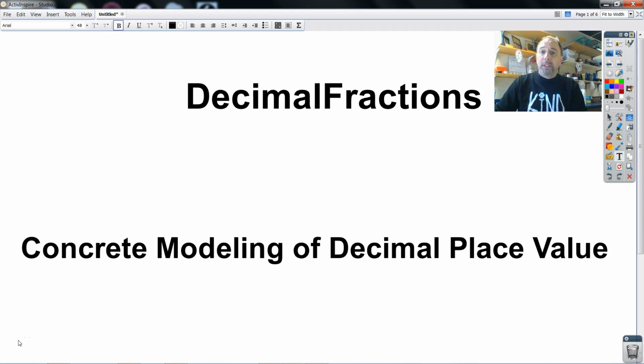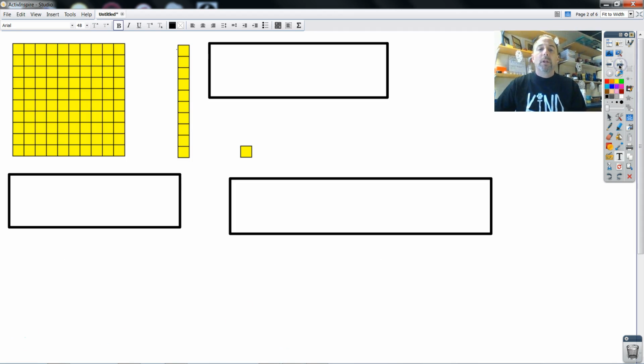No, that's not spelled wrong. That's what they're called these days. They are decimal fractions. They are one, they are the same. A fraction, a decimal, one word, decimal fraction. Today we're going to talk about concrete modeling of decimal place value. And to do this, we're going to go look at some old friends.